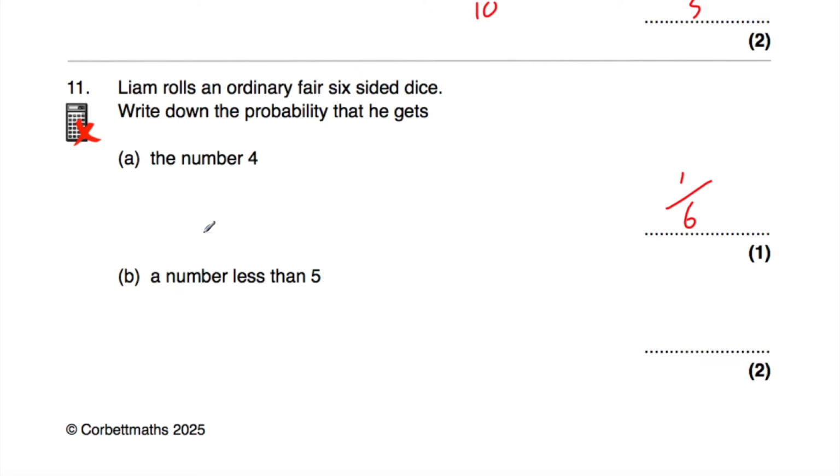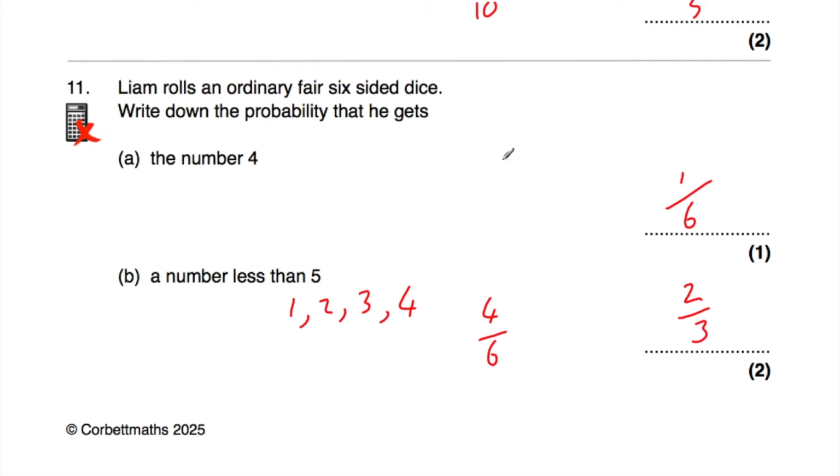And then part B says, find the probability that he gets a number less than 5. So that'll be a 1, a 2, a 3, or a 4. There's 4 possible numbers there that are less than 5 out of the 6. So that'll be 4/6. Now that can be cancelled down to be 2/3. So the probability of getting a number less than 5 would be 2/3.